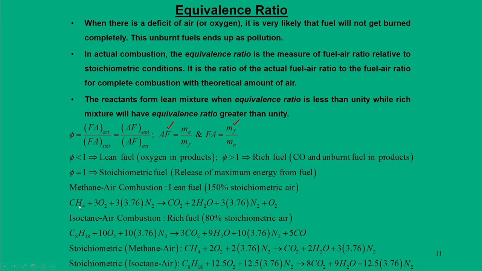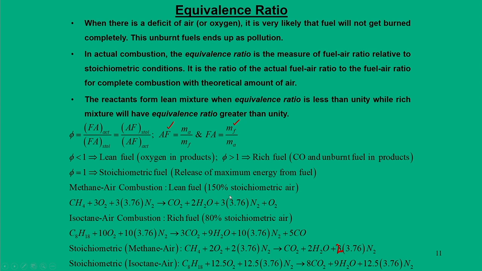If you look at these equations, methane air combustion in a lean fuel, let us start with a stoichiometric methane air combustion. If you see here, methane CH4 plus 2 O2, and inert nitrogen, 2 into 3.76 N2, where this inert nitrogen remains as it is, and the combustion products are CO2 and H2O. So, it is a stoichiometric methane air combustion.